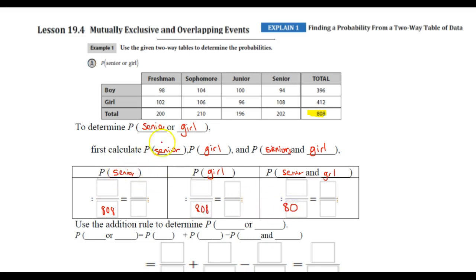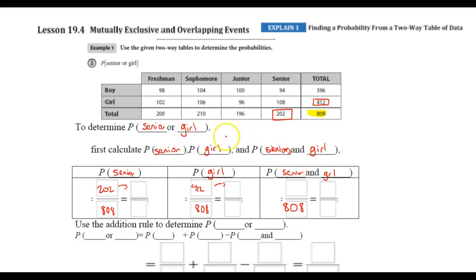So total number of seniors. Well, I see the total number of seniors is 202. Total number of girls in the whole school is 412. Yes, we are going to reduce. It's going to happen, guys. All right. Now, 808. Sorry, I almost forgot about that 808.